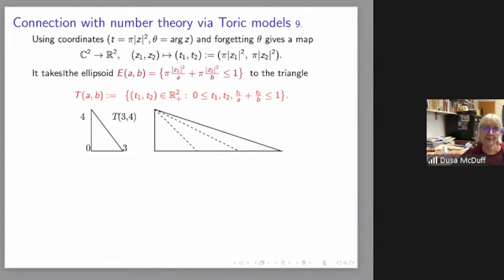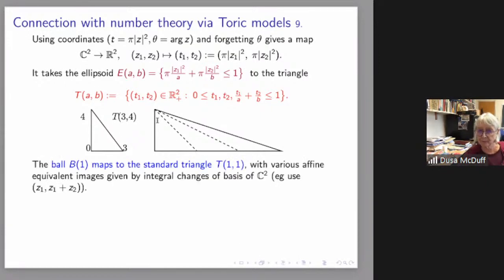So the ellipsoid looks like a triangle, and a ball looks like what we call a standard triangle with sides 1 and 1. For the ellipsoid, the sides are a and b, but if it's a ball, a equals b, and you get what we call a standard triangle.